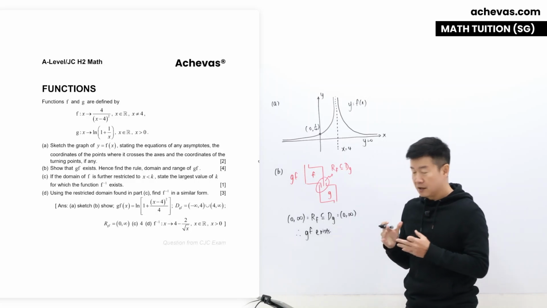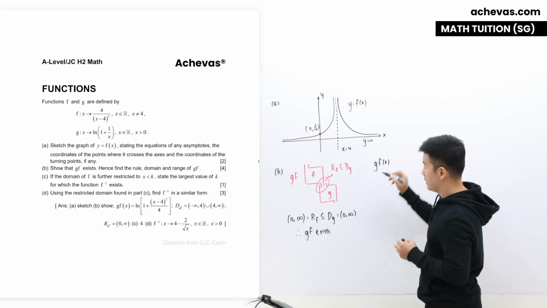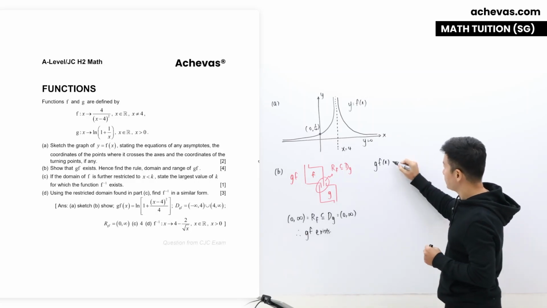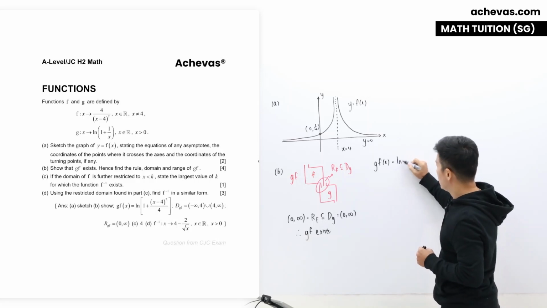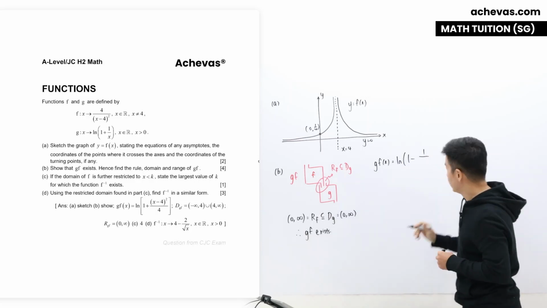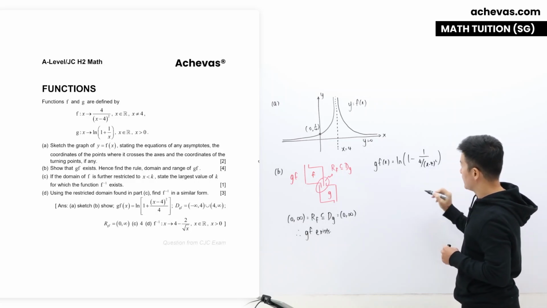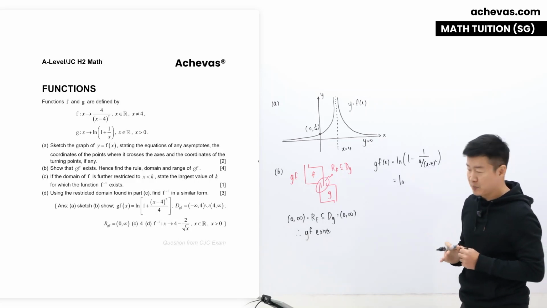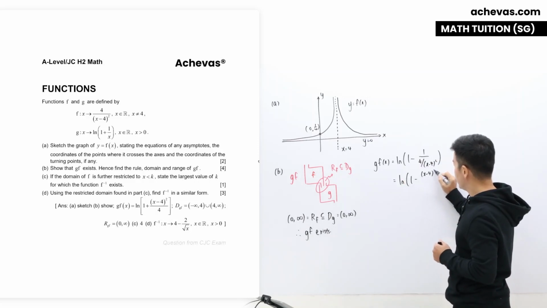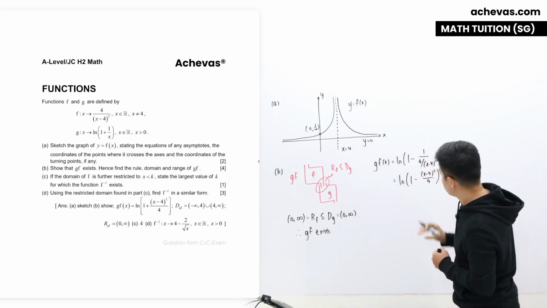And we want to find the rule of gf. For the rule of gf, we are going to be putting the entire expression of f into g. So we're going to replace the x of g. So this is going to be equal to ln of 1 minus 1 over x. And this is going to be replaced by the expression of f, which is going to be 4 over (x minus 4) squared. So we will have this. So the rule or the expression of gf, it is going to be ln of 1 minus (x minus 4) squared over 4. This is the rule of the composite function.